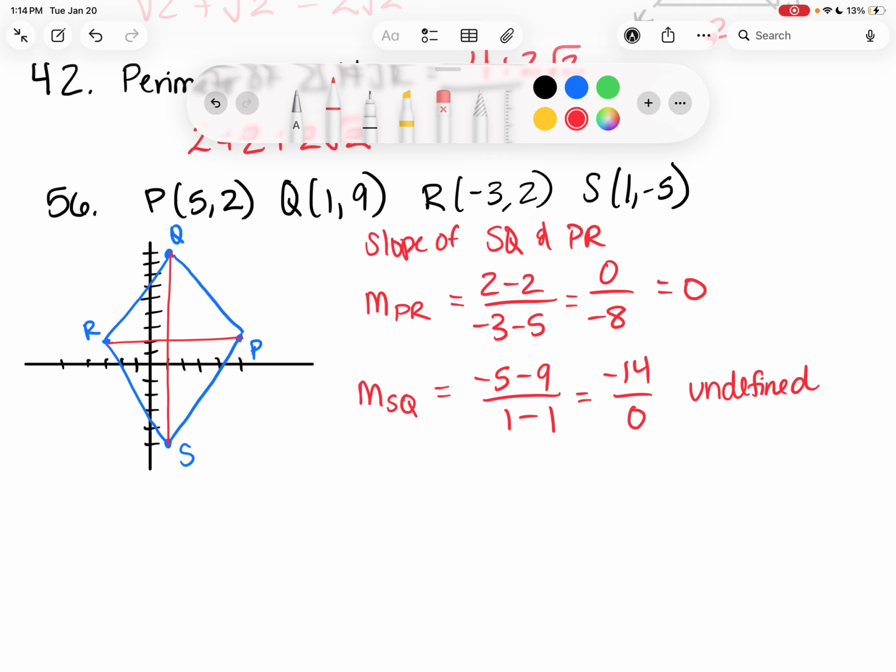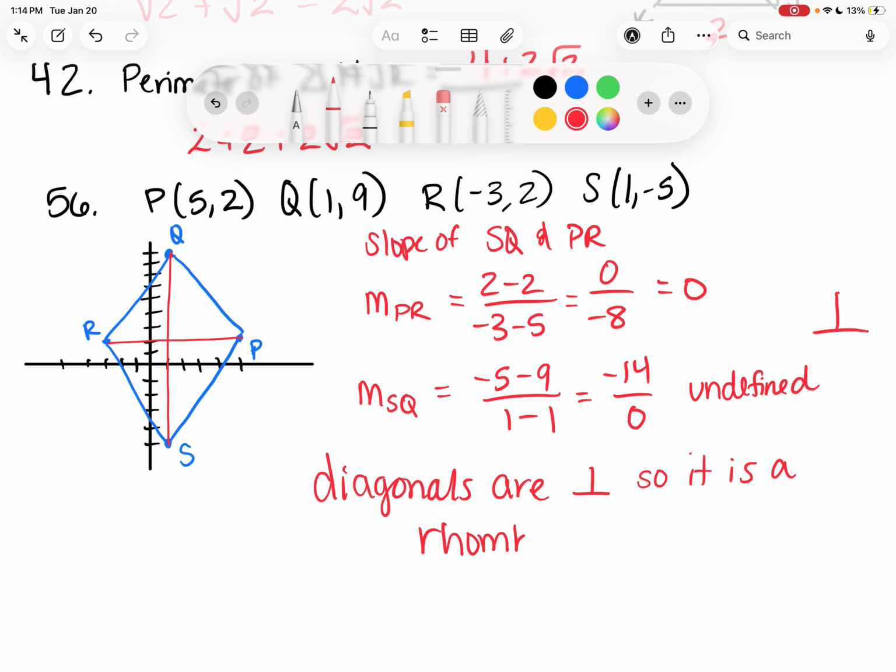So if one of the slopes is 0 and one of them is undefined, and these are for the diagonals, that means that they are perpendicular. So the diagonals are perpendicular. So it is a what? Rhombus. And that answers what we were trying to find.